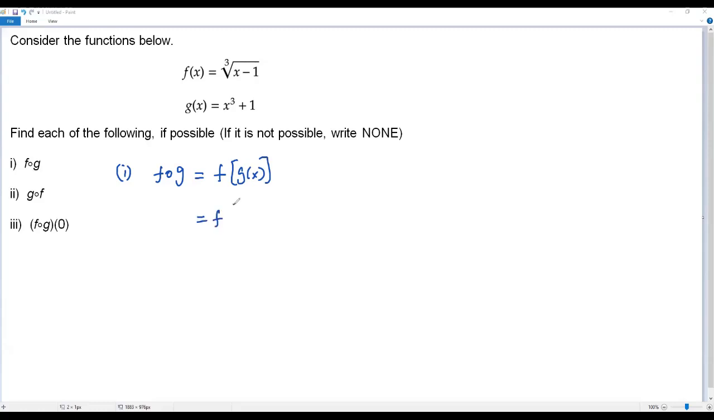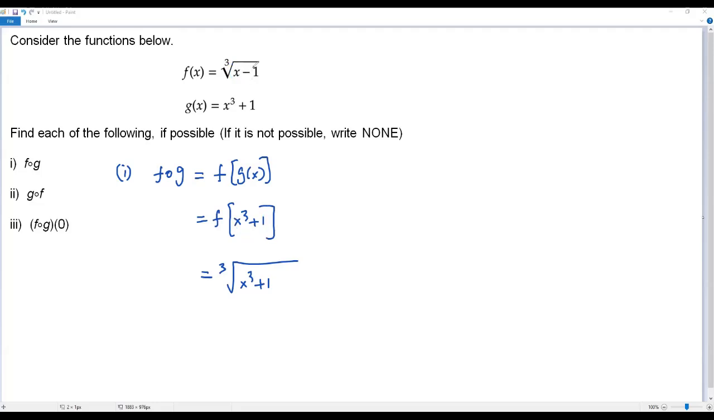In the given information, g of x is x cubed plus 1, which we can plug in for g of x. Now let's compare. At the place of x, here we have x cubed plus 1. We have f of x equal to the cube root of x minus 1. So we replace x by x cubed plus 1, and I get the cube root of x cubed plus 1.